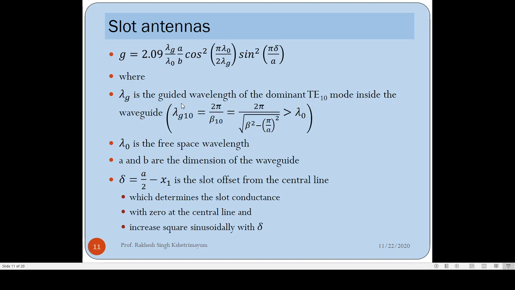Usually this guided wavelength is always longer than the free space wavelength. Free space wavelength is lambda naught. Inside the waveguide, the guided wavelength is always longer than the free space wavelength. So we have the guided wavelength lambda G here divided by lambda naught. A and B are dimensions of the waveguide. Cosine square of pi lambda naught divided by 2 lambda G. So these terms are independent of the slot dimension. No?